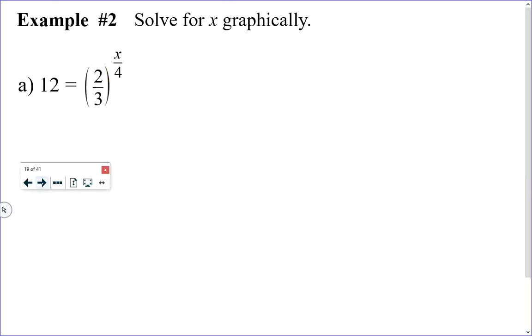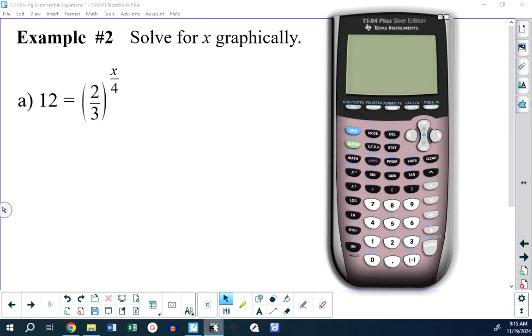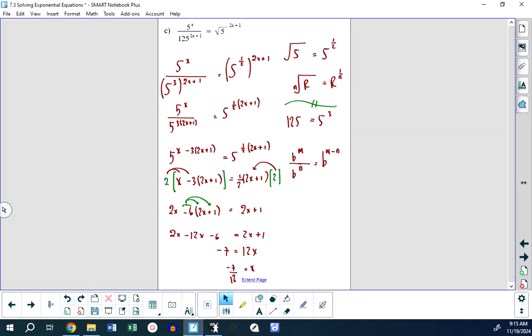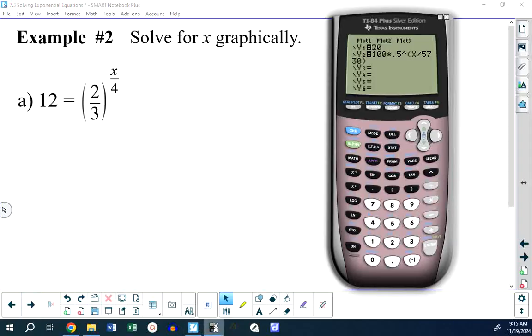Example 2. If I said to you, what is the solution to this equation? You don't know how to do it algebraically. I think there might be 1 or 2 people who can do it algebraically right now because you've learned about logarithms on your own. So the only way for us to solve this is graphically. I apologize. Does anybody have any questions with any of the steps here? All right. So we're going to solve this graphically because we have no other choice, really.